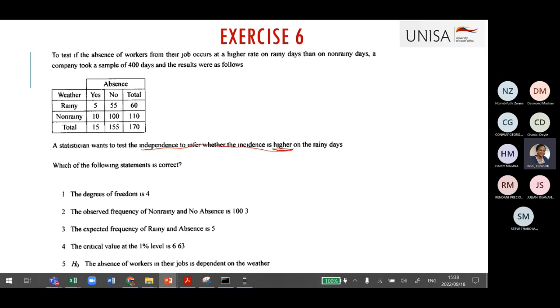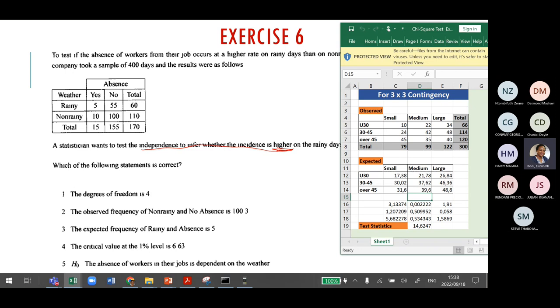You should know how to state the null hypothesis and the alternative hypothesis, that is step one. You need to know how to find the critical value, how to calculate the expected value, and how to calculate the test statistic. Here they didn't ask you about the test statistic. Those who are using the template, choose the right template.